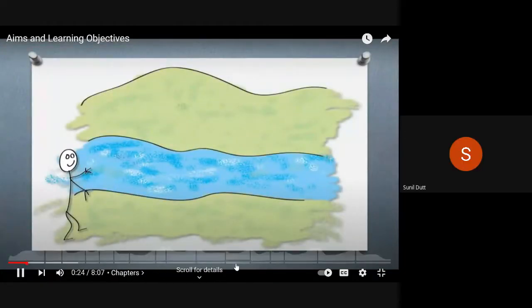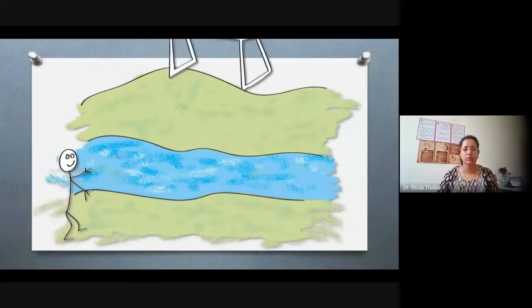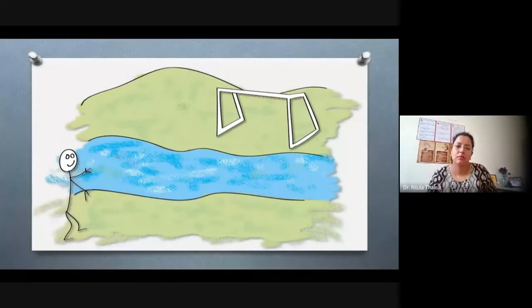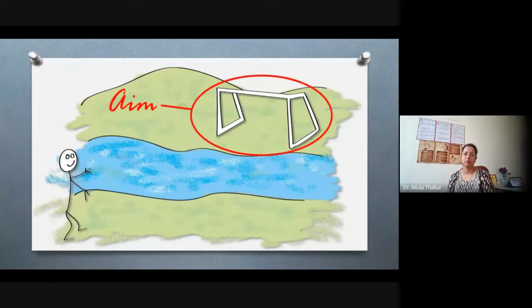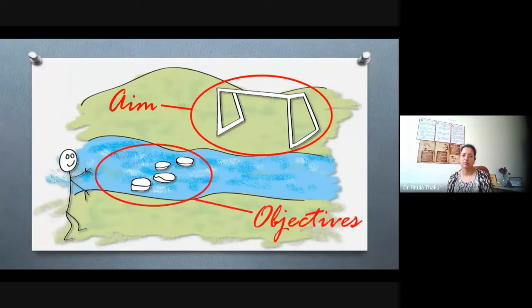Okay. The end of your lesson, the other side, is the goal. This is what you hope the students will have learned by the end. This goal is called the aim. In order for the students to reach the goal, they will need stepping stones to get across the river. These stepping stones are called the objectives.